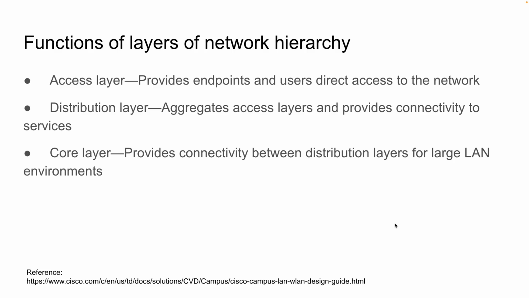The core layer provides connectivity between distribution layers for large LAN environments and serves as the most performant part of the network. It must not implement any filtering mechanisms or classification mechanisms, if we are talking about quality of service in IP networks. So its primary function is high performance forwarding.